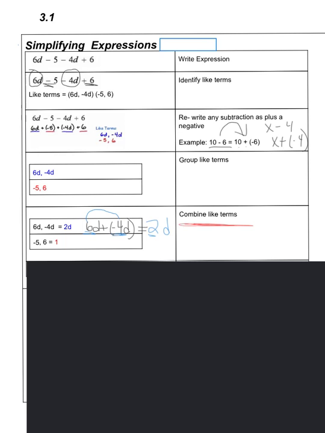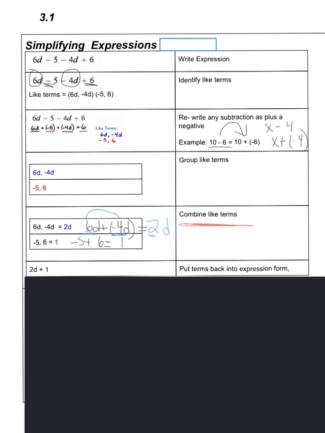Okay? And then next we look at our other set of like terms, which is negative 5 and 6. When we combine negative 5 and 6, we get a positive 1. Again, just think of this as negative 5 plus 6 is going to give me a positive 1. Now that we've combined our like terms, we're ready to go to the next step.